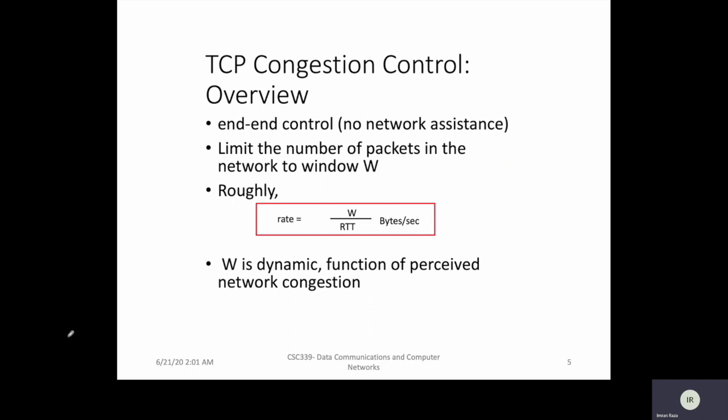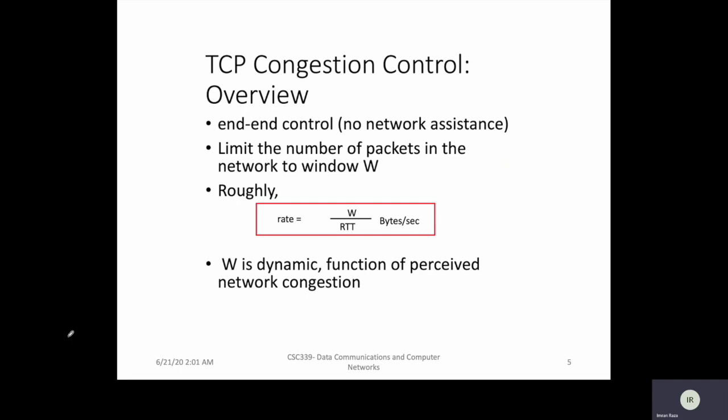And then we also introduced ourselves to TCP congestion control mechanisms. In TCP congestion control, there were two approaches that we introduced ourselves to. Number one, end-to-end congestion control mechanism, and then network-assisted congestion control mechanism. Since TCP makes use of end-to-end congestion control mechanisms, today we'll talk about TCP congestion control mechanism in detail.